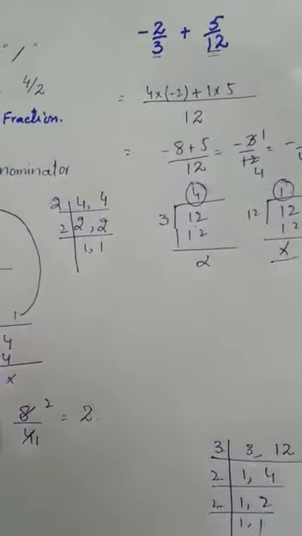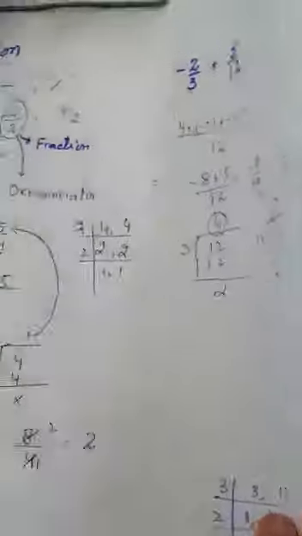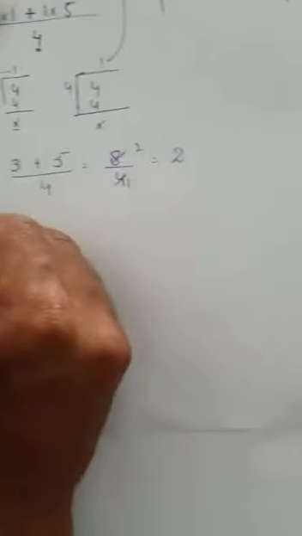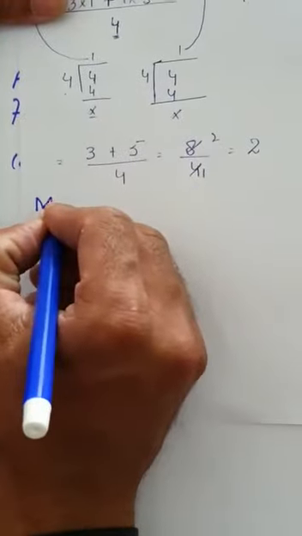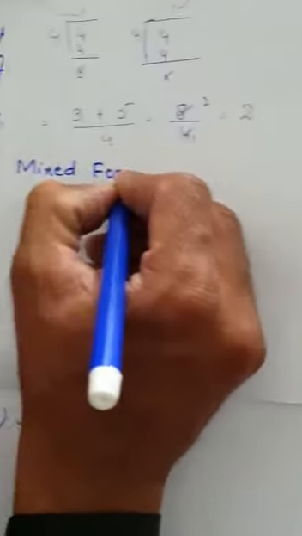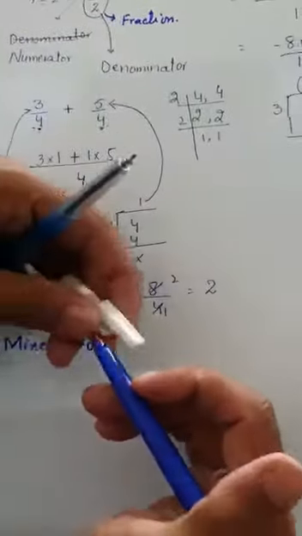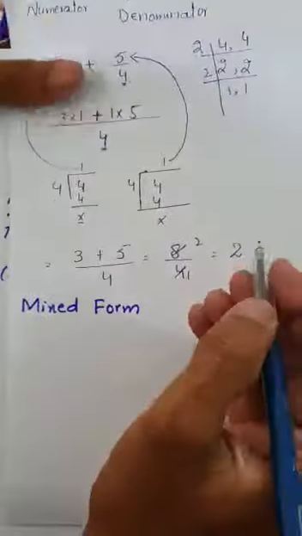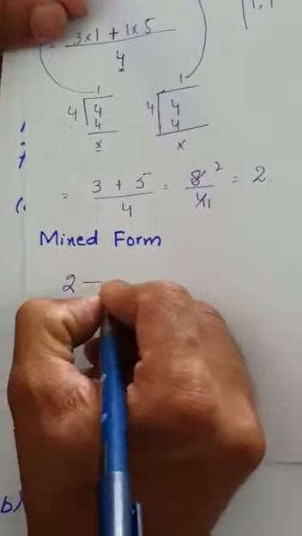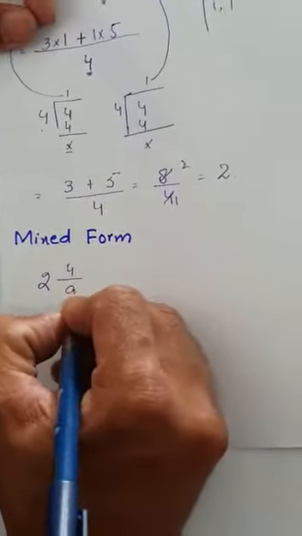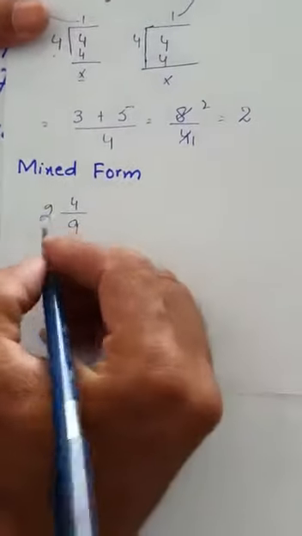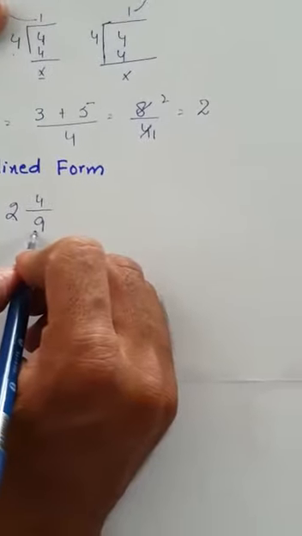Okay, now in fraction, there is one more type of fraction, or you can say one more form of fraction, that is known as mixed form of fraction. The fraction which is written in this type, 2 and 4 over 9, this is known as the mixed form. Okay, it is pronounced as 2 and 4 over 9.